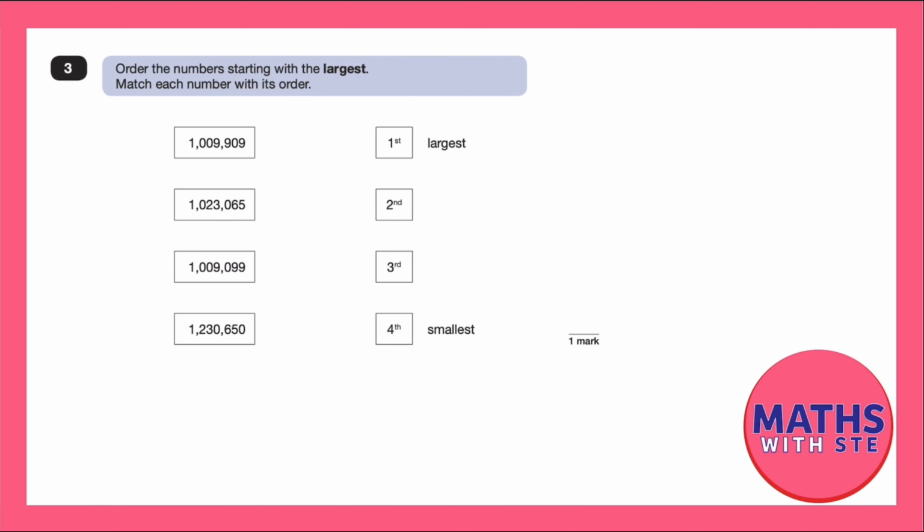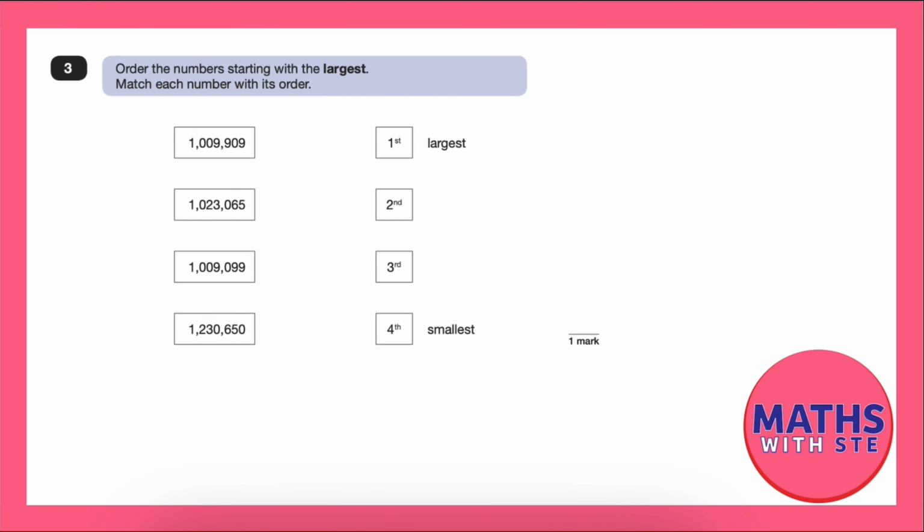Okay, question 3. Order the numbers starting with the largest. Match each number with its order. Okay, pause the video, have a go, and then I'll go through it. Right, okay, let's have a look. So, I've got 1,009,909, 1,023,065, 1,009,099, and 1,230,650. Right, okay. So we want to start with the largest, don't we?